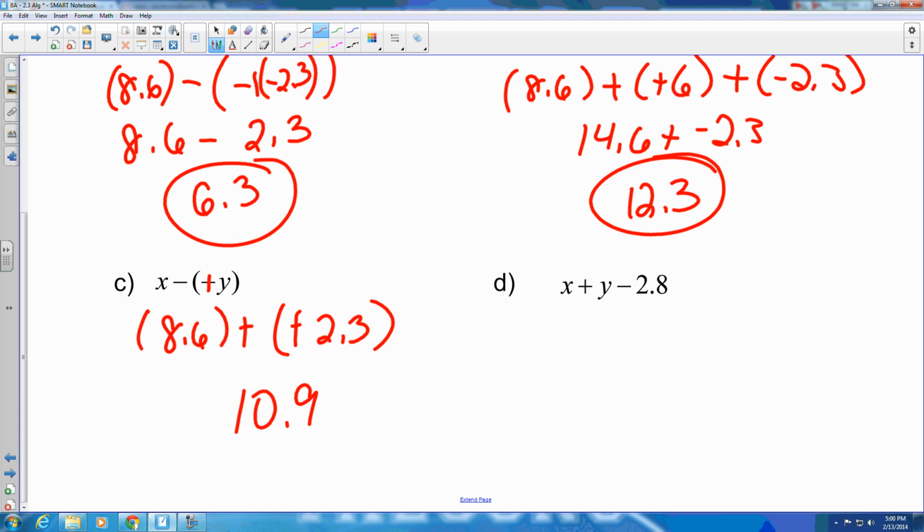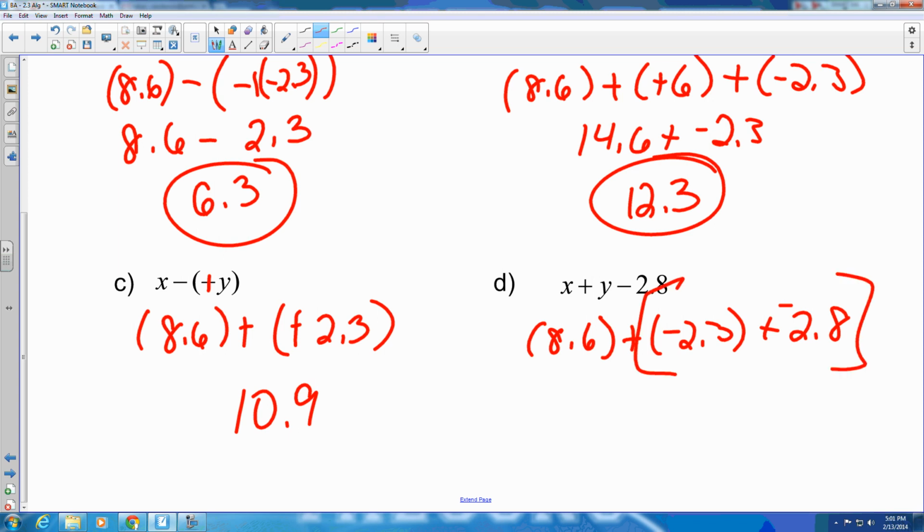Last one, x plus y minus 2.8. So I have 8.6 plus negative 2.3 minus 2.8. I'm going to cross the line, change the sign just to make it all addition. I'm going to add these two first because of the associative property, and also they're both negative values. So negative 2.3 plus a negative 2.8 gives me 8.6 plus a negative 5.1, and that gives me a positive 3.5.